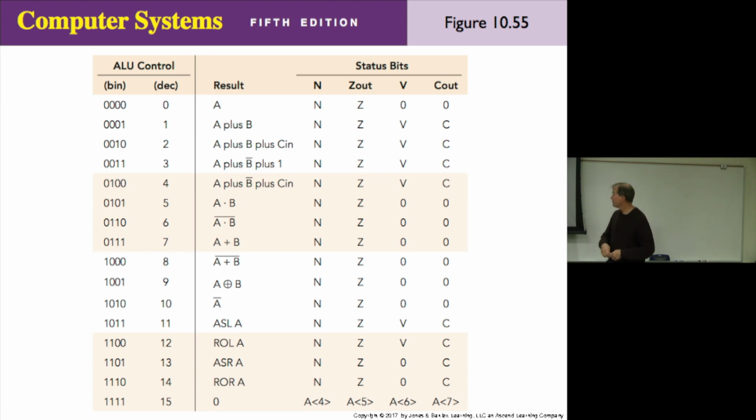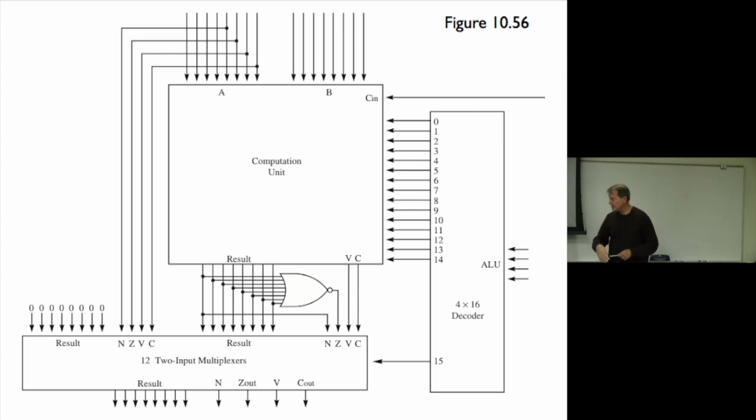And then we saw in figure 10.55, we looked at the 16 different functions that this ALU performs. Either A can go through straight, or we can do A plus B, or we can do A plus B plus Cn, etc., etc. And the last one was a little bit strange. What it did is it funneled A4, A5, A6, and A7 to the NZVC output lines. And then we looked at figure 10.56, which is a little bit lower level of abstraction, which means that more details become visible, because after all, abstraction is hiding details. And so here's more details.